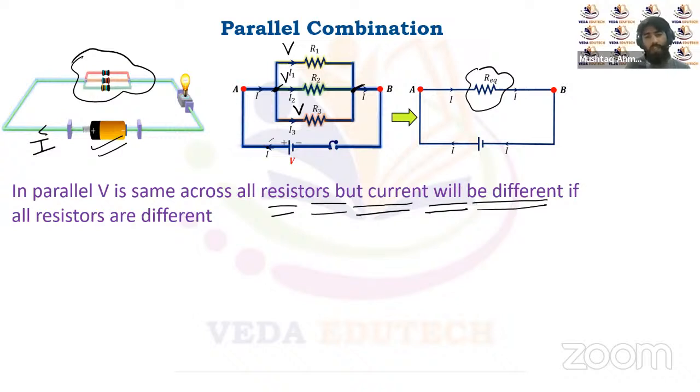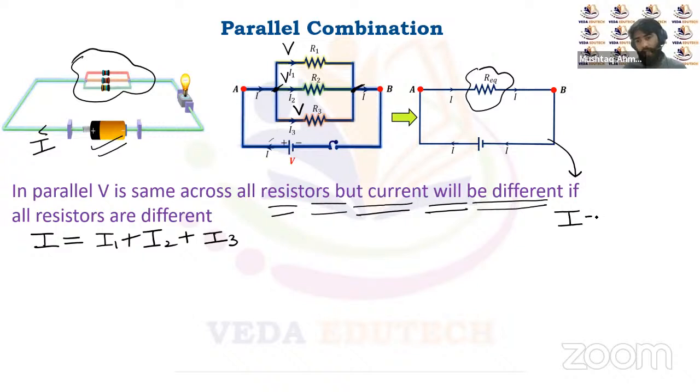We know that current I is supplied by this battery, and this current I has been distributed among R1, R2, and R3 as I1, I2, and I3. So the total current has to be equal to I1 plus I2 plus I3. And if we look at this circuit, the same current is I. We can write this current I as V over R equivalent. V over R equivalent will be the current through this circuit.